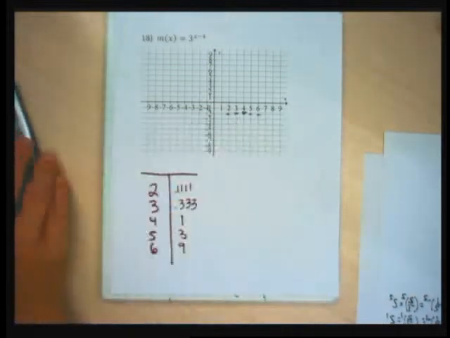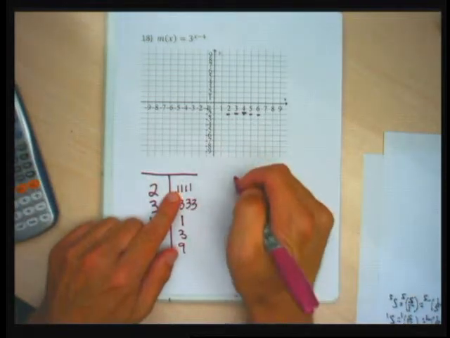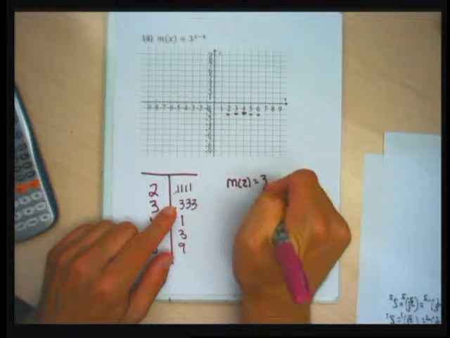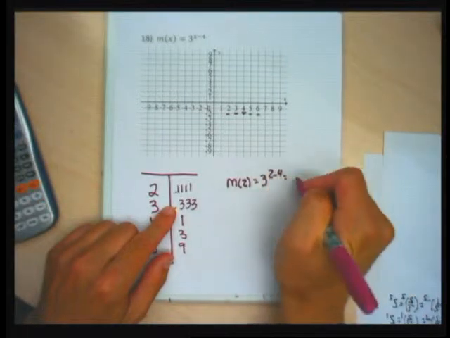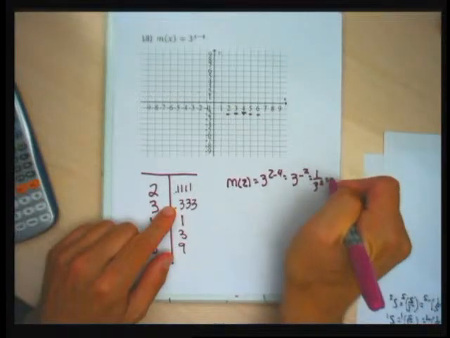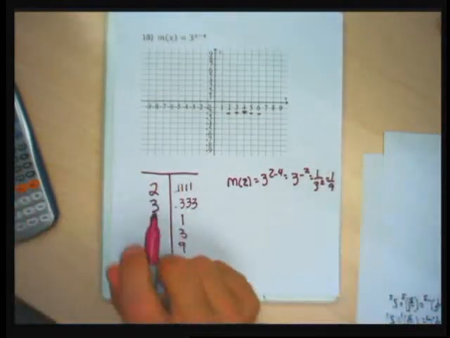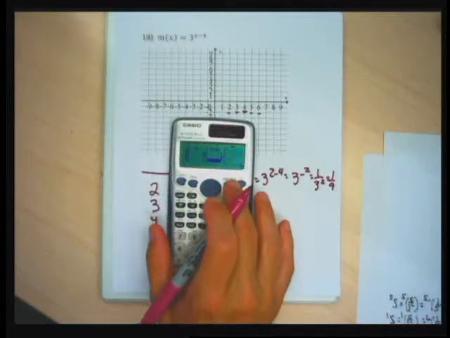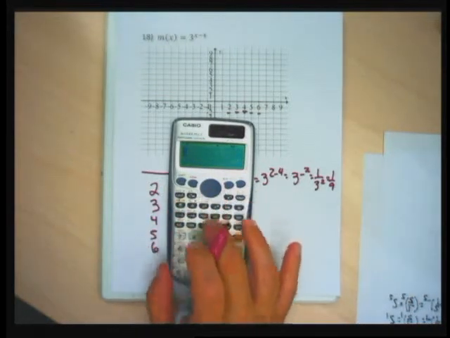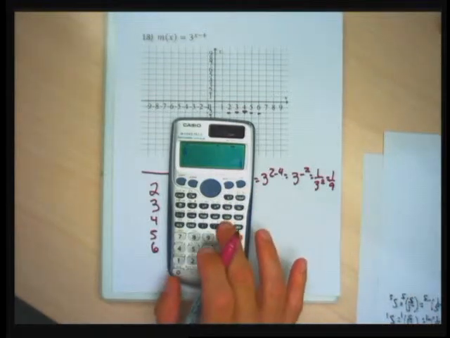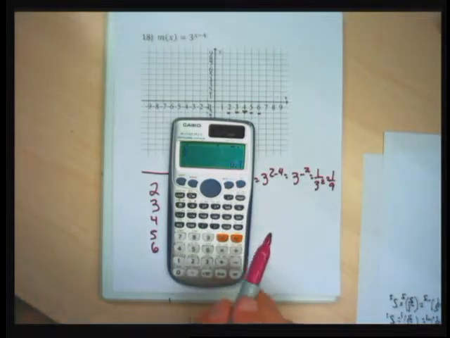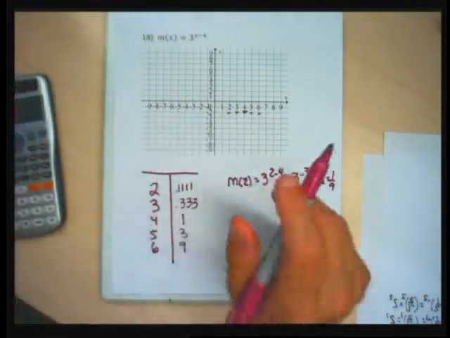If I was doing this by hand, if I plugged the 2 in, I'd go 3 to the 2 minus 4, which is 3 to the -2 power, which is 1/3 squared, which is 1/9, and 1/9 and 0.111 have the same decimal equivalent. If on my calculator I did fraction 1/9 and then hit the SD button, it gives me 0.1 with a bar on it. Repeating means 0.1111.